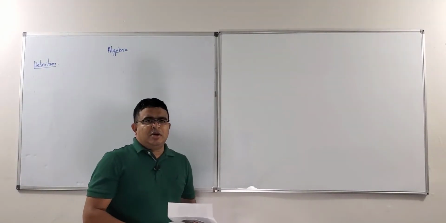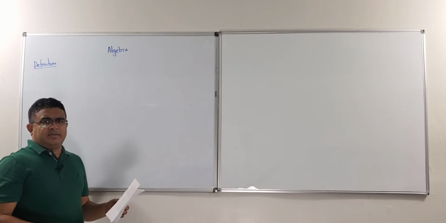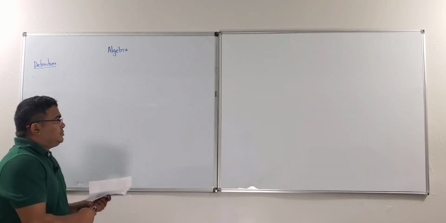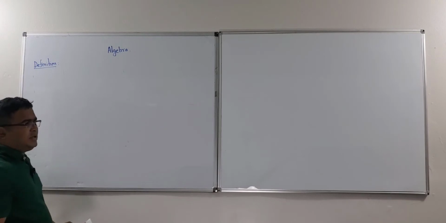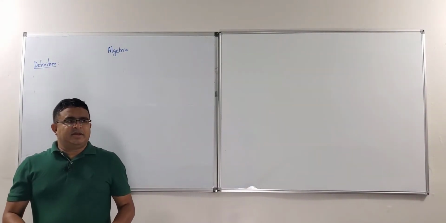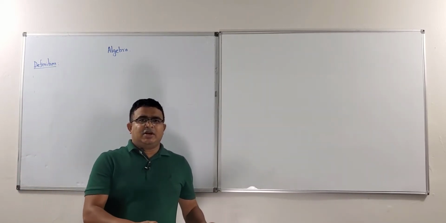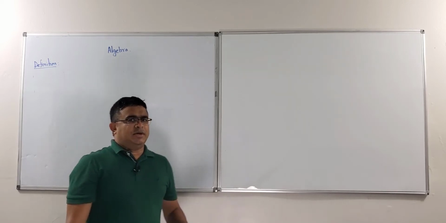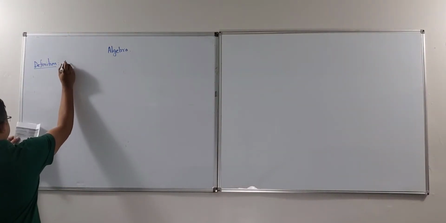In this video, we will learn the definition of algebra and we will also learn some examples. Okay, so for the definition of algebra, first we need to consider a non-empty set X. Then the algebra would be a collection of subsets of the set X which will satisfy some properties. So first consider the non-empty set X.